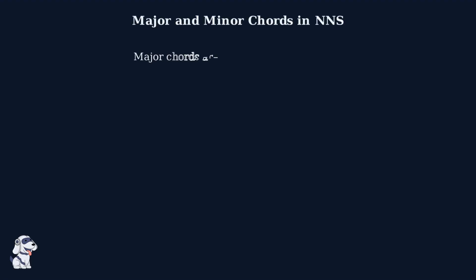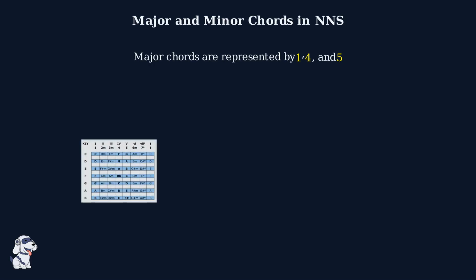In the Nashville Number System, major chords are represented by 1, 4, and 5. These numbers correspond to the tonic, subdominant, and dominant chords in any major key. For example, in the key of C major, 1 represents C, 4 represents F, and 5 represents G.